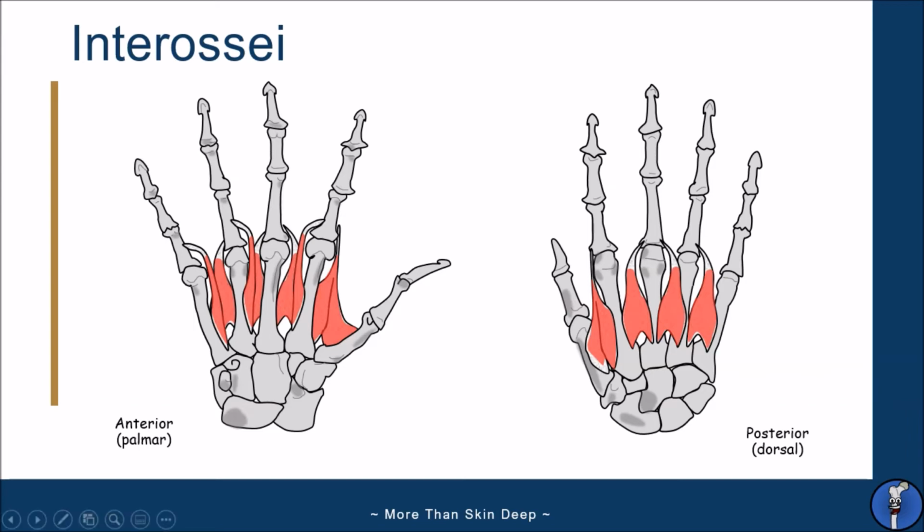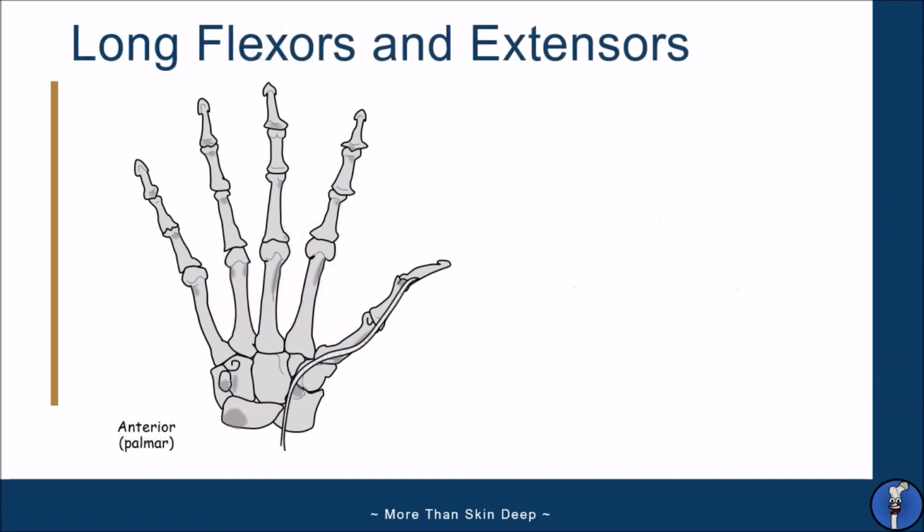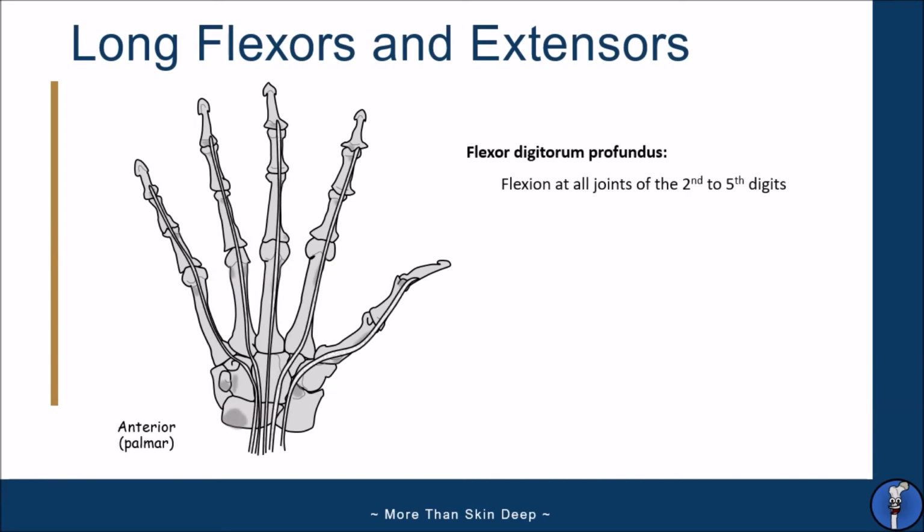Next, we'll take a look at the long flexors and extensors of the hand. Here we can already see the tendon of flexor pollicis longus, as this was discussed earlier. The deepest long flexor of the fingers is Flexor Digitorum profundus. This originates in the forearm and produces 4 tendons which pass through the carpal tunnel. Each tendon inserts into the base of the distal phalanx of the 4 fingers to flex at all of their joints.